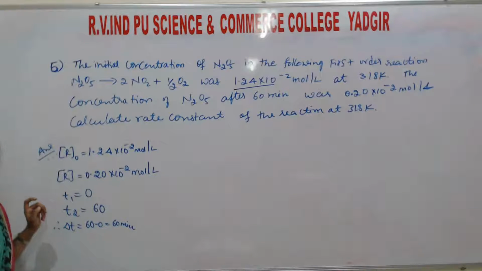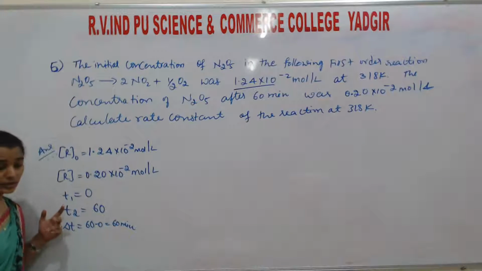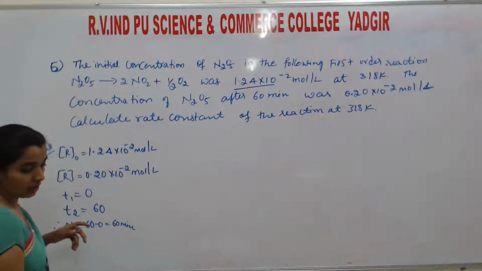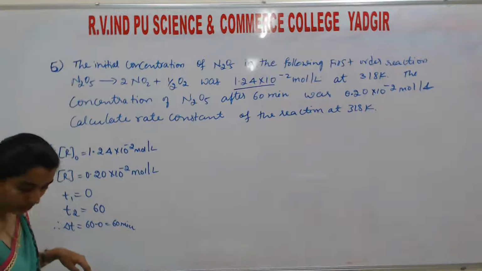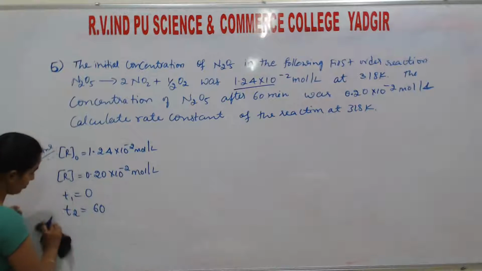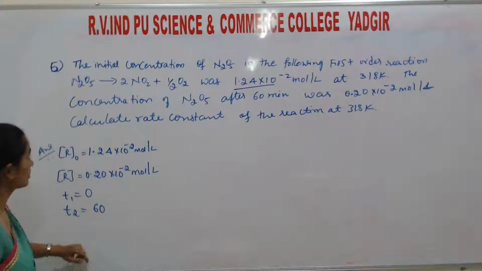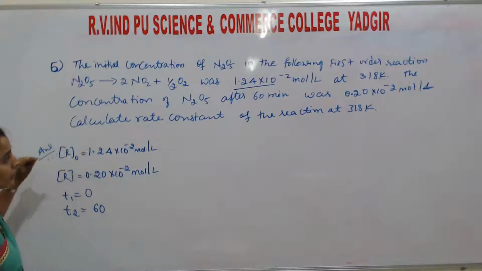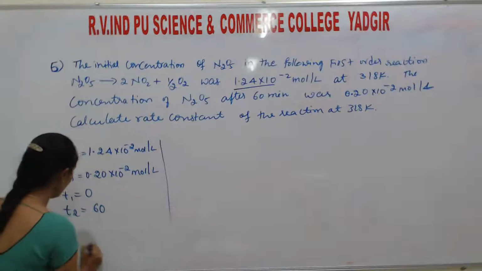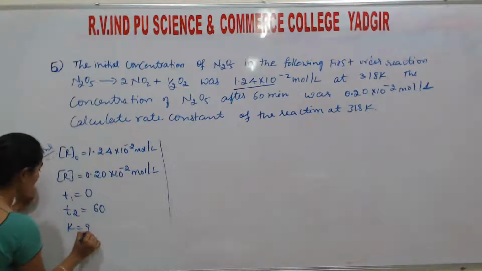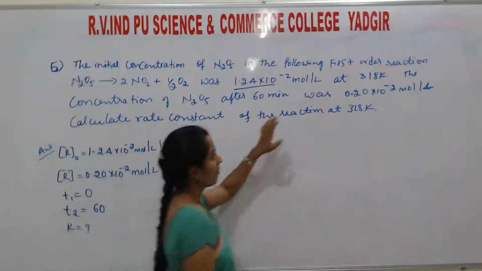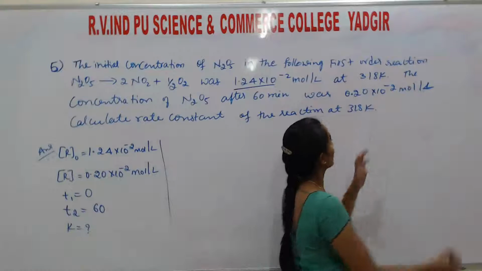Therefore, delta T value. Are you taking this? Take it. This is the given condition. So students, they told you to calculate K for the reaction. Which type of reaction here? They gave a first order reaction.